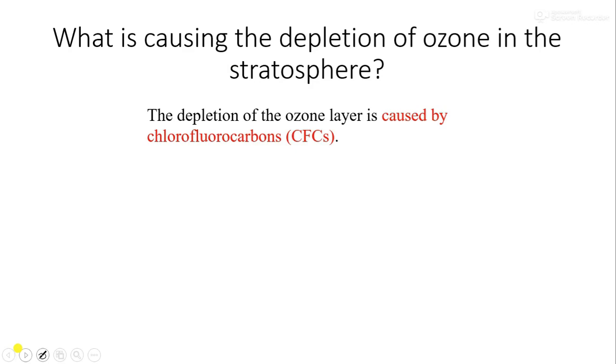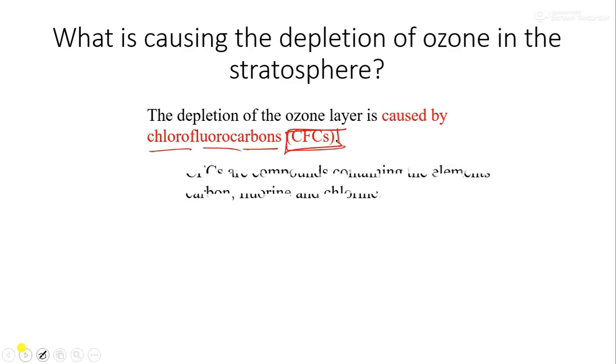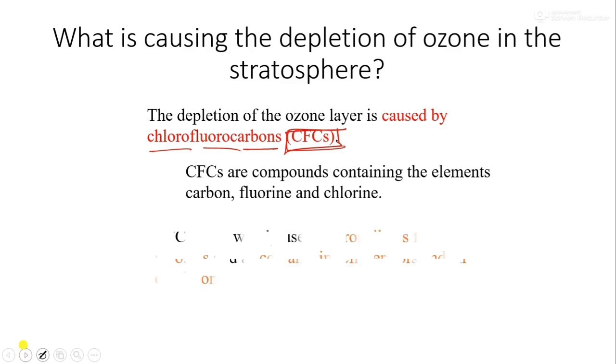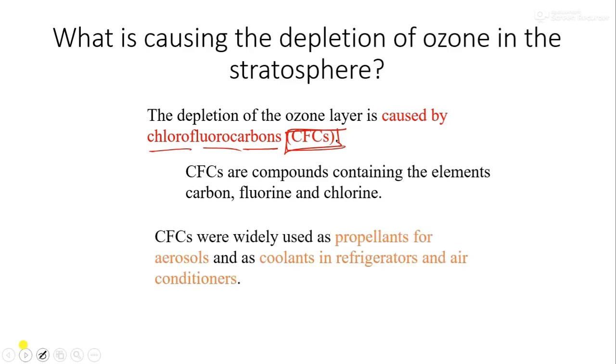of depletion of ozone in the stratosphere? The cause of ozone layer depletion is CFC compounds. CFC means chlorofluorocarbons. The compounds that contain chlorine, fluorine and carbon are called CFCs. CFCs were widely used as propellant for aerosols, coolants in refrigerators and ACs, and also as a fire extinguisher.